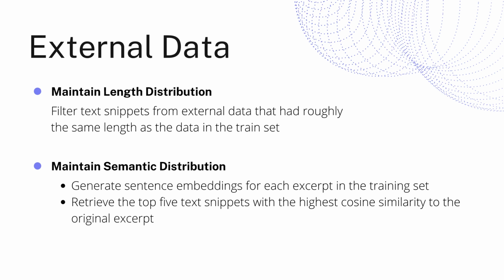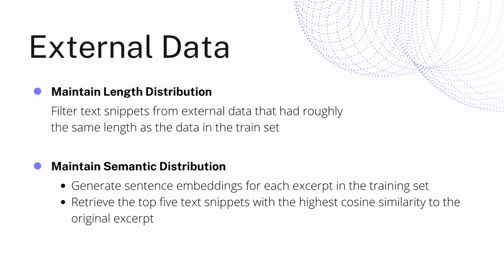Now, while gathering external data, we need to preserve the distribution of the original data as much as possible. So, to maintain the length distribution, only sentences with similar lengths were kept, and the rest were filtered out.